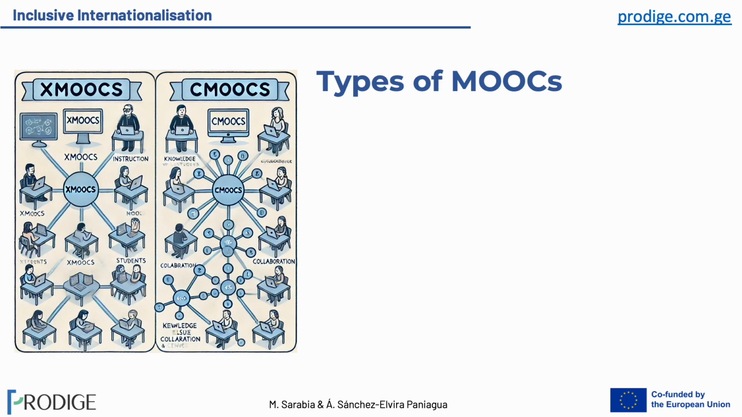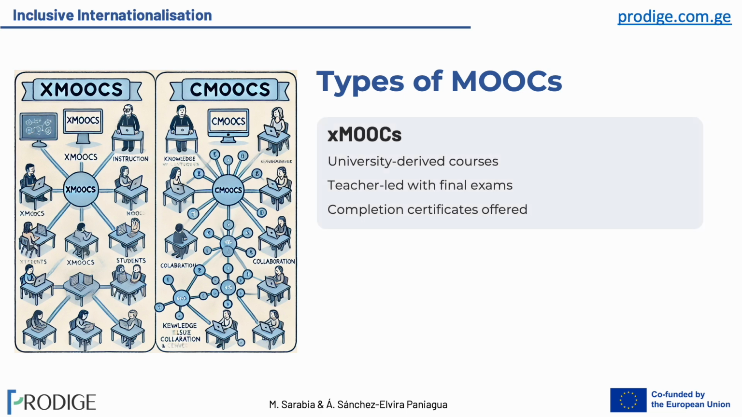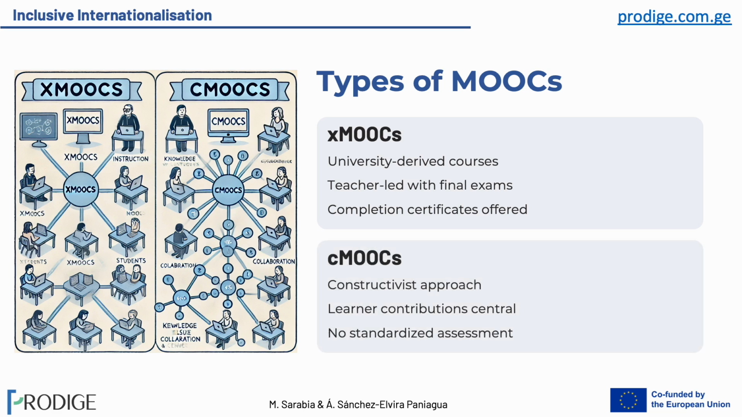Not all MOOCs are the same. At least two different types can be distinguished. X-MOOCs are derived from university courses delivered by a teacher, with a final exam and a completion certificate. The other one is the C-MOOCs, a constructivist course in which the learners contribute to the course and are issued no completion certificate. A single standardized exam is not possible. This typology is better used at scale, and the best way is to combine both approaches, but X-MOOCs are by far the most common.